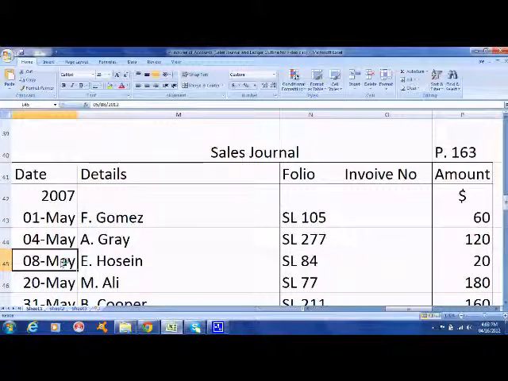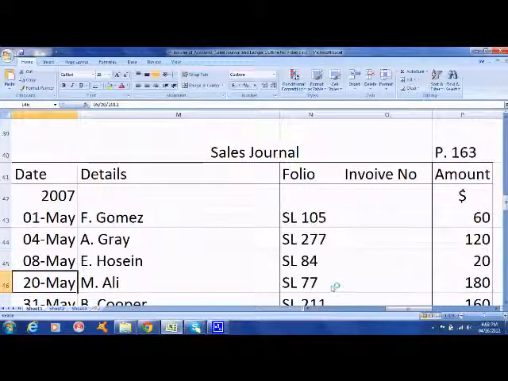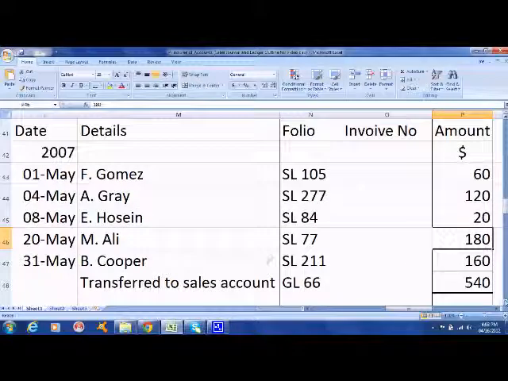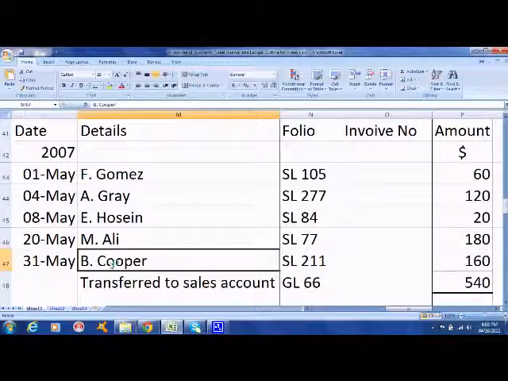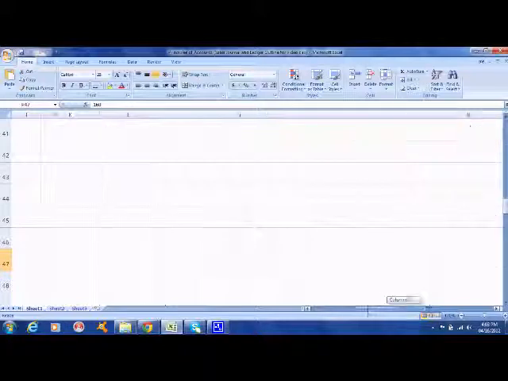Now, next one is May 8, E. Hussein, same thing. It says ledger 84, 20. Then May 20, same thing. And then that 180, and then this, B. Cooper. Alright, let's go again. Then add up everything, which gives you 540.